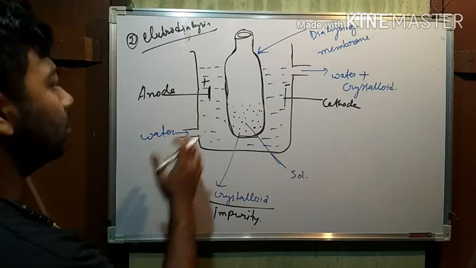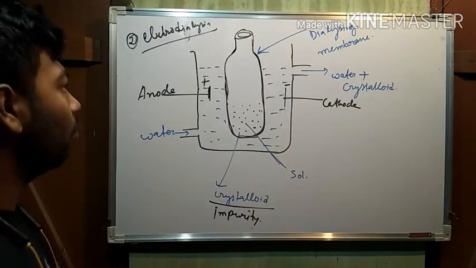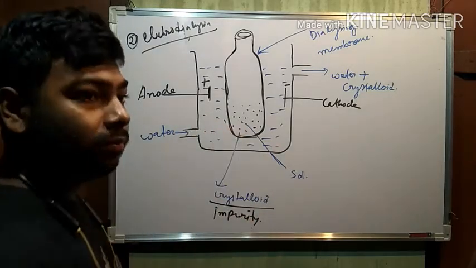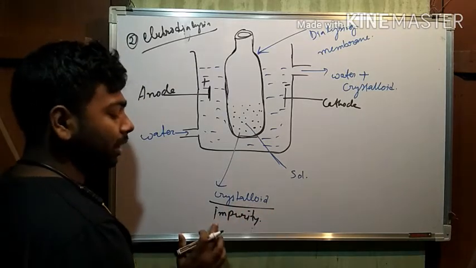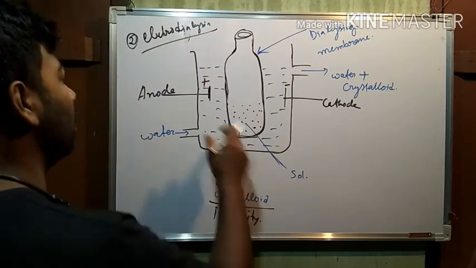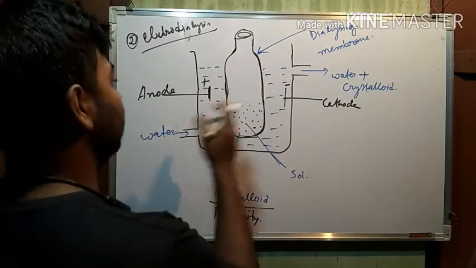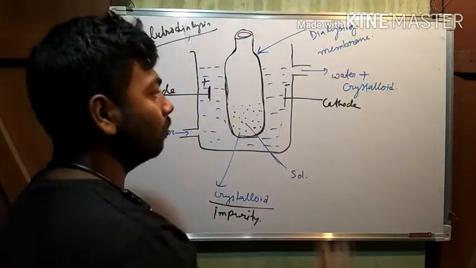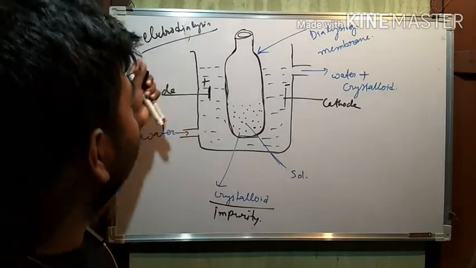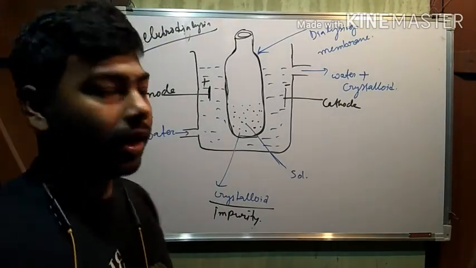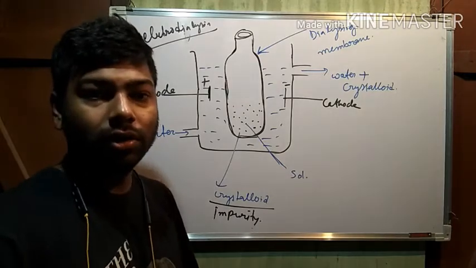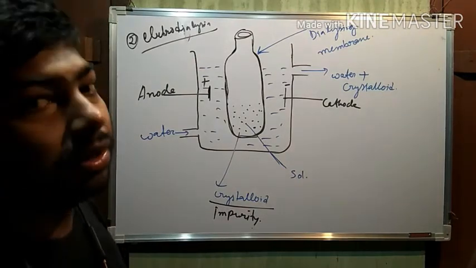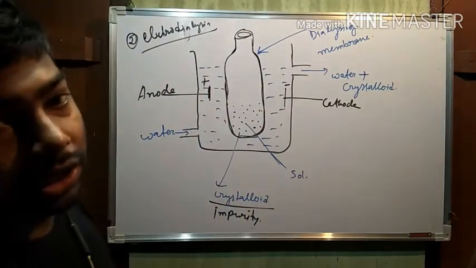And again, the water is moving continuously, no? That's why when the electricity is provided, then the charged particle of the crystalloid, that means impurity, is attracted towards the opposite charged electrode, and by the flow of water, the impurity comes out from the container. In this way, with the help of electrodialysis, we can purify the colloid solutions. Okay, this one is the diagram of electrodialysis, not simple dialysis. In simple dialysis, there is no electrode or there is no electricity.